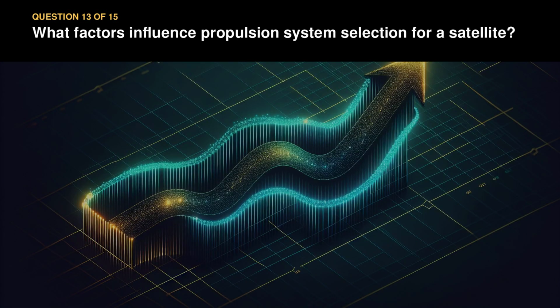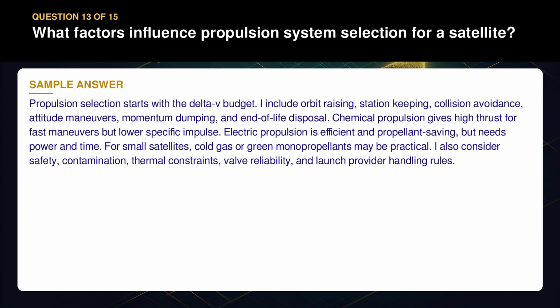Question 13. What factors influence propulsion system selection for a satellite? Propulsion selection starts with the delta-V budget. I include orbit raising, station keeping, collision avoidance, attitude maneuvers, momentum dumping, and end-of-life disposal. Chemical propulsion gives high thrust for fast maneuvers, but lower specific impulse. Electric propulsion is efficient and propellant-saving, but needs power and time. For small satellites, cold gas or green monopropellants may be practical. I also consider safety, contamination, thermal constraints, valve reliability, and launch provider handling rules.